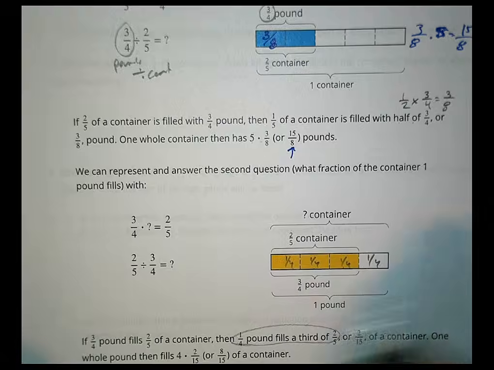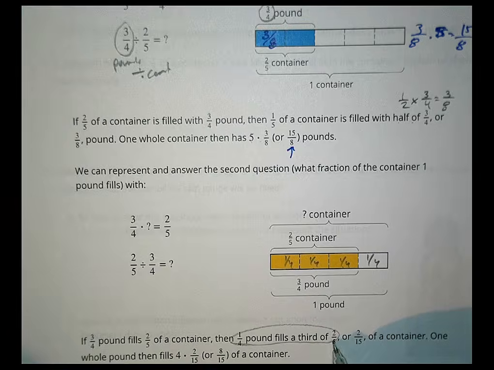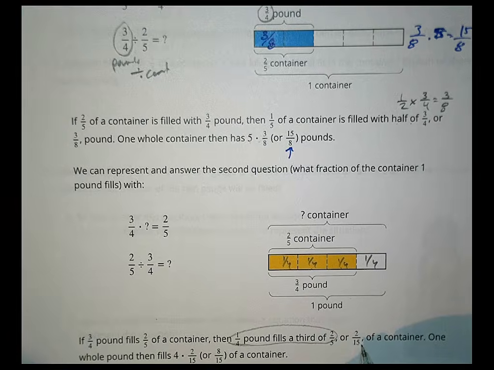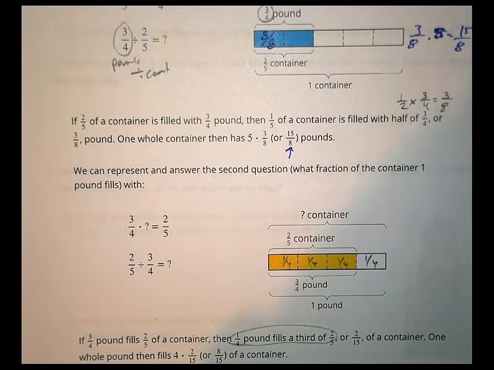So 3/4 of a pound fills 2/5 of a container, then 1/4 pound fills a third of 2/5, or 2/15 of a container. So 1 whole pound then fills 4 times 2/15 of a container. So that's the way that one works out. So anyways, just take some practice, take your time, draw a picture if you need to. We'll do some in the homework together, and let's give you time to work on that, and we'll see you in a minute.